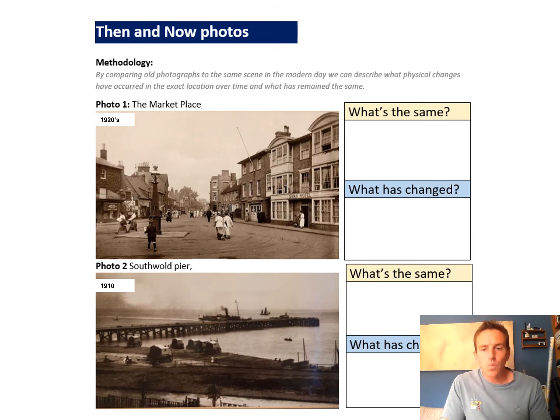And one of the things that you can very easily do on Google and probably lots of other websites is find historic pictures of the places that you're investigating and try and get a selection of these, and then try and replicate the exact view in the modern day. And if you can then compare that view side by side of the past and present view, you can look at physically how the area has changed and what things have remained the same.